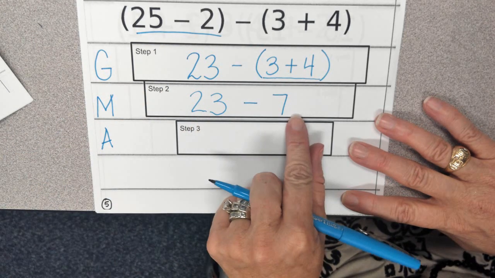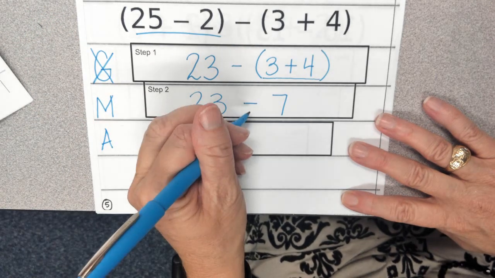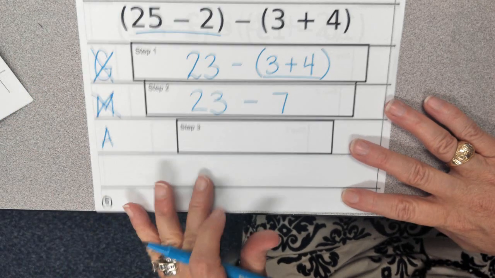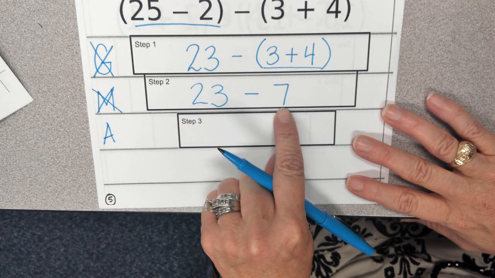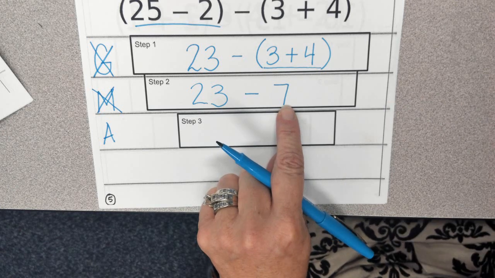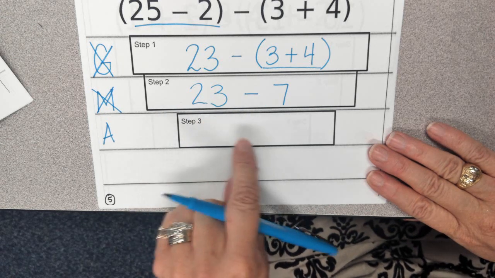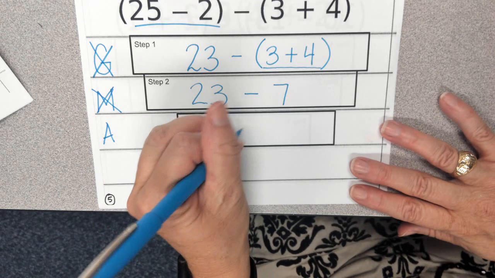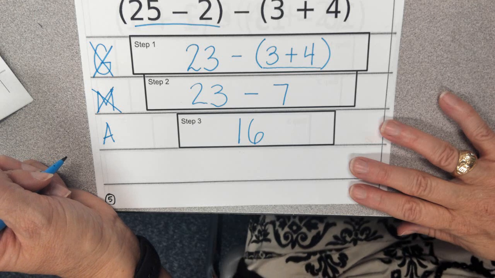So now when I look at my problem, I don't have any more grouping symbols. And I just have a subtraction symbol left, so I'm done with multiplicatives. I don't have any at all in this problem. And 23 minus 7. So if I think about breaking up the number 7, that is made up of 3 and 4. So if I'm at 23 and I go down 3 on my number line, I'm at 20. And if I go 4 more, that will give me the number 16. 16 is my final answer.